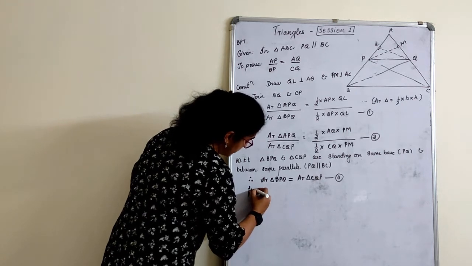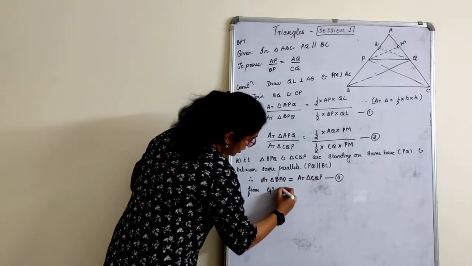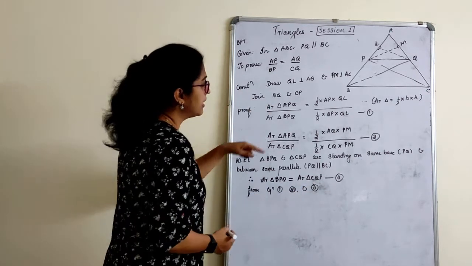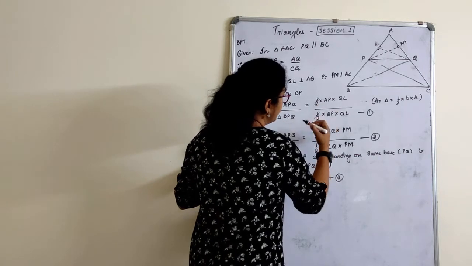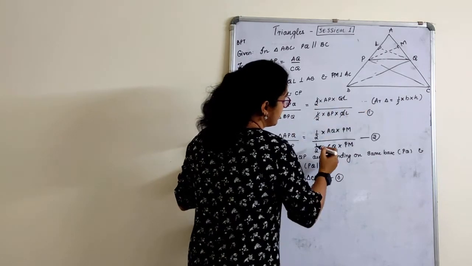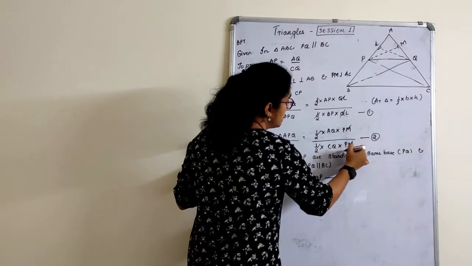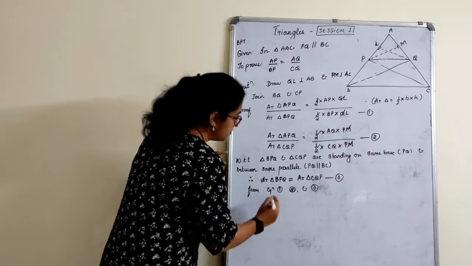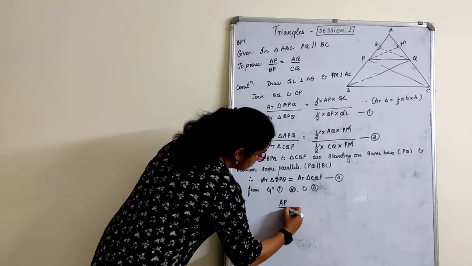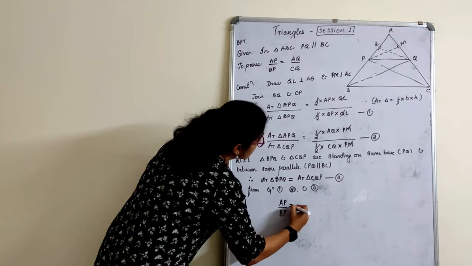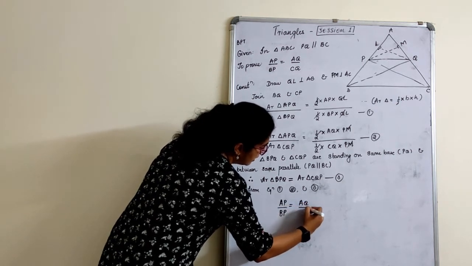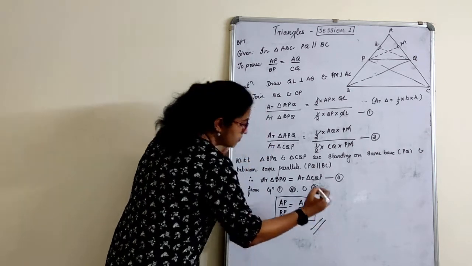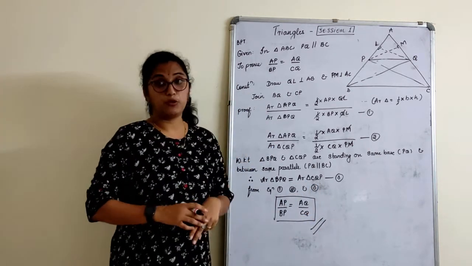From equations 1, 2 and 3, can I tell now, see here, half and half will get cancelled, QL and QL will get cancelled, half and half will get cancelled, PM and PM will get cancelled. What will actually remain here? AP upon BP is equal to AQ upon CQ. This is the basic proportionality theorem.